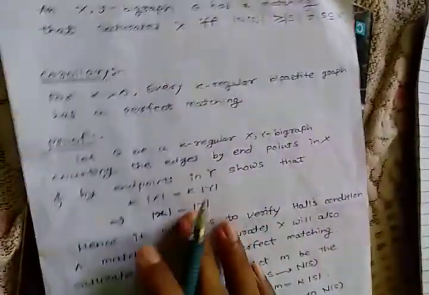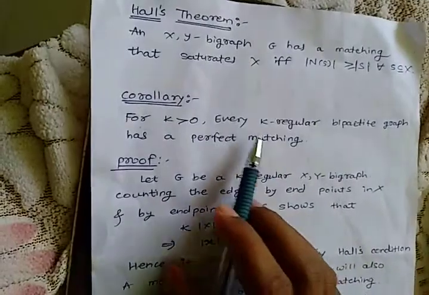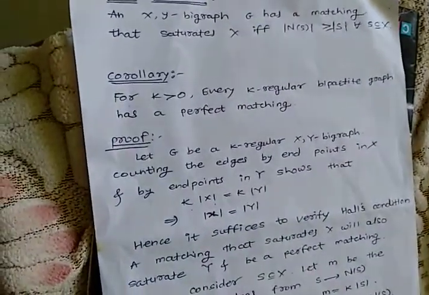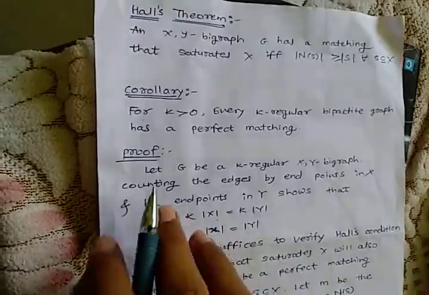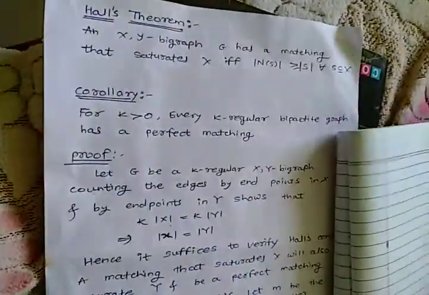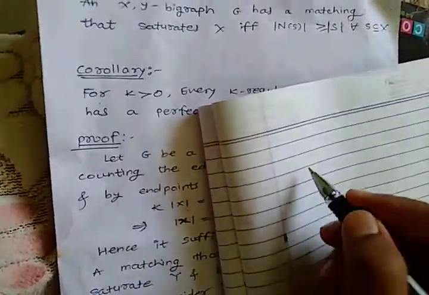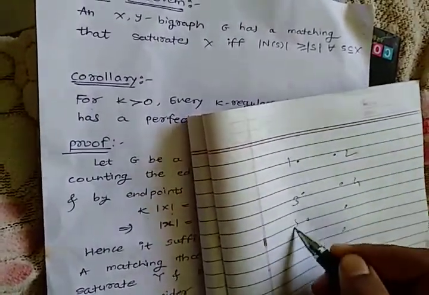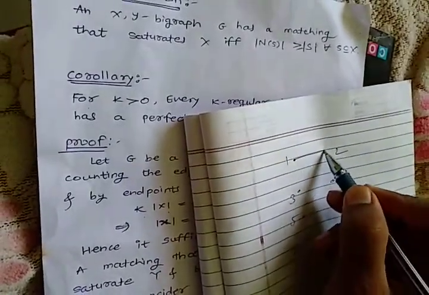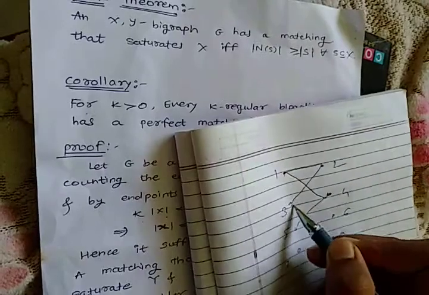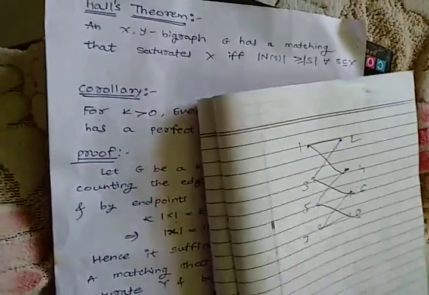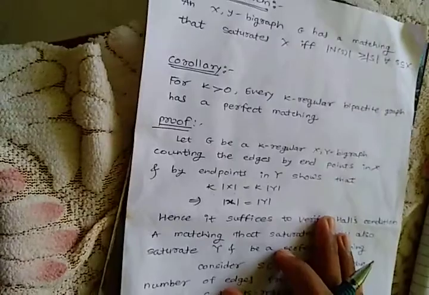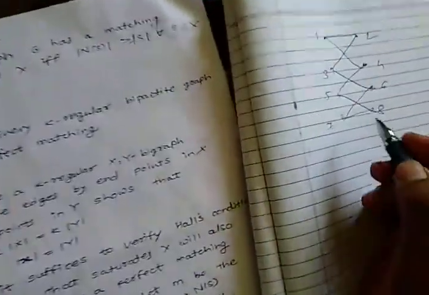Okay, and you know bipartite graph. We have to prove every k-regular bipartite graph has a perfect matching. Okay, we see the proof. First we take an example of a k-regular bipartite graph. Take any example, with vertices 1, 2, 3, 4, 5, 6, 7, 8. We take that example. This is a bipartite graph. Okay, we see the proof. We name the graph G.